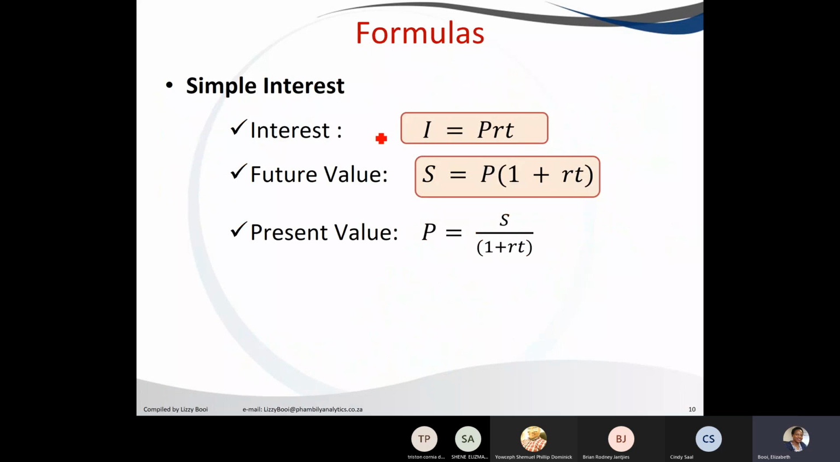Just to remind you of the two formulas we've dealt with. The simple interest, the future value of your simple interest. Sometimes they might ask you to find the present value. So you just need to manipulate the equations in order to find the value you're looking for, like calculating the interest or calculating the period. You just need to make that value the subject of the formula.